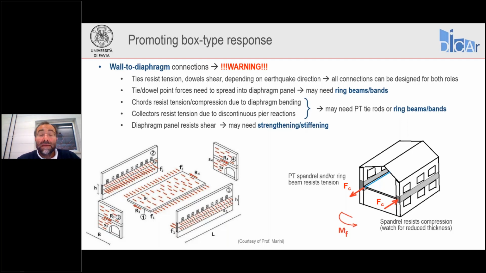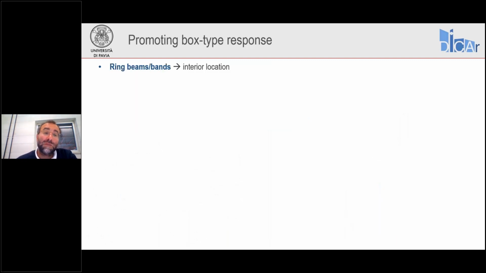Finally, we may need to strengthen and stiffen our diaphragm for shear. So you see, connecting the diaphragm may not be enough. If you're lucky, yes, it's enough, but in most cases, unfortunately, it ends up that the existing members cannot provide the adequate strength to effectively prevent out-of-plane overturning mechanisms.